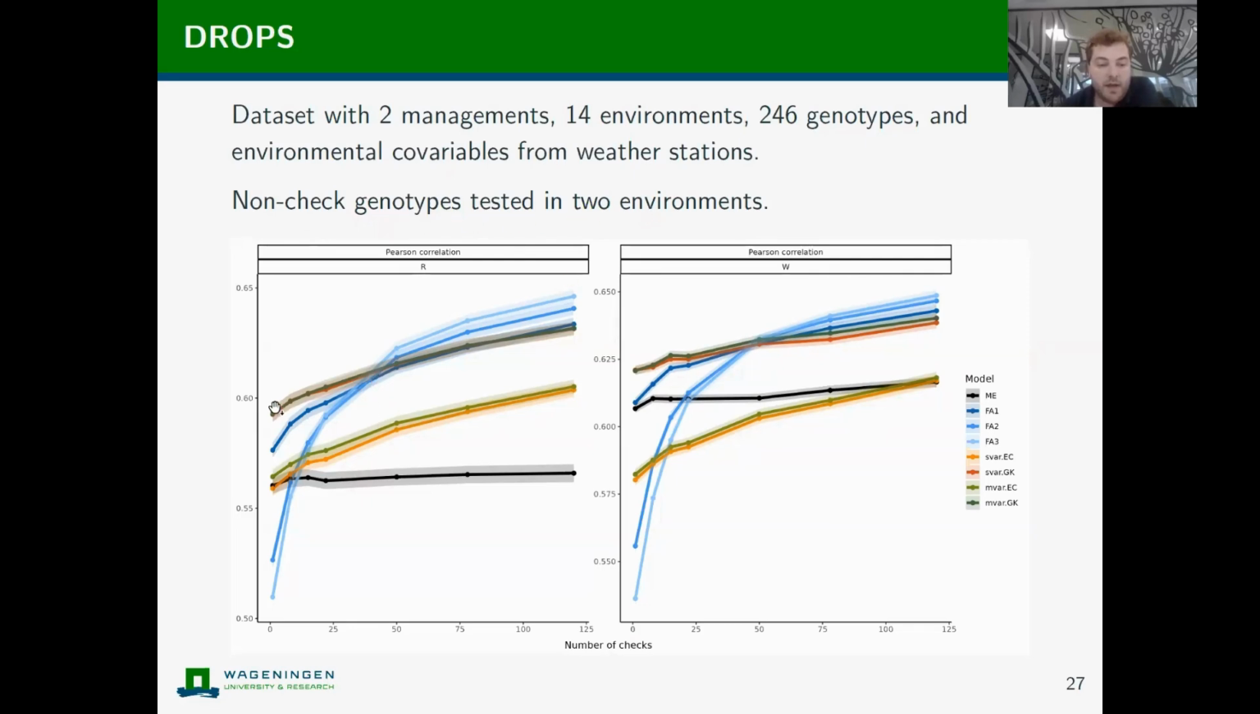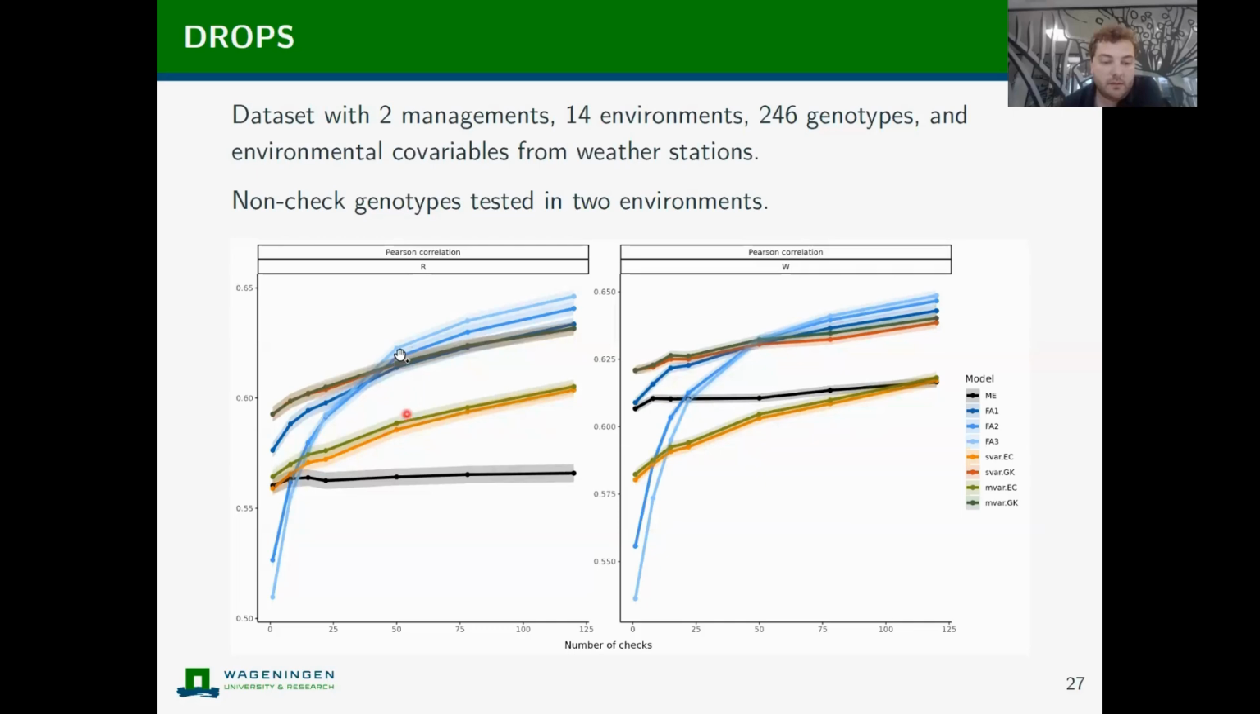And so what you see is we have the linear kernel models in this kind of orange and green, and then red and dark green are the non-linear kernel models. And the black one is the main effects model, so it completely ignores G by E, and the blue ones are the factor analytic models.